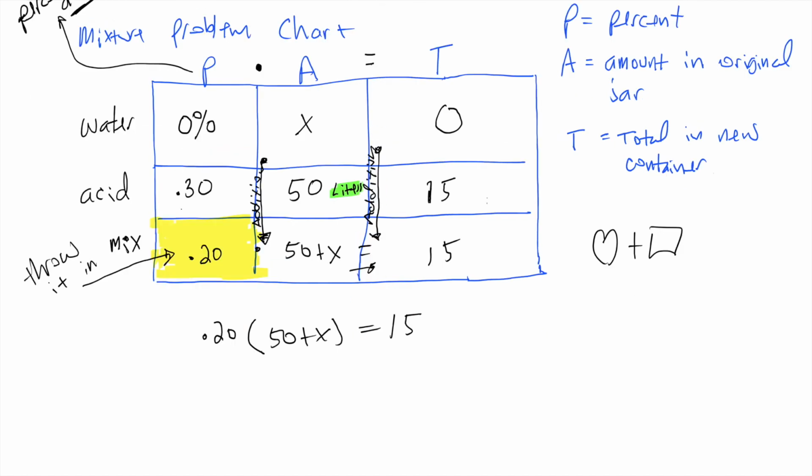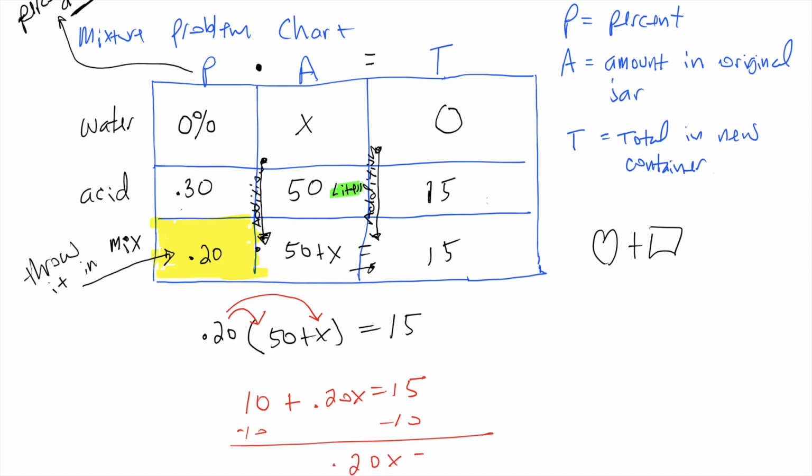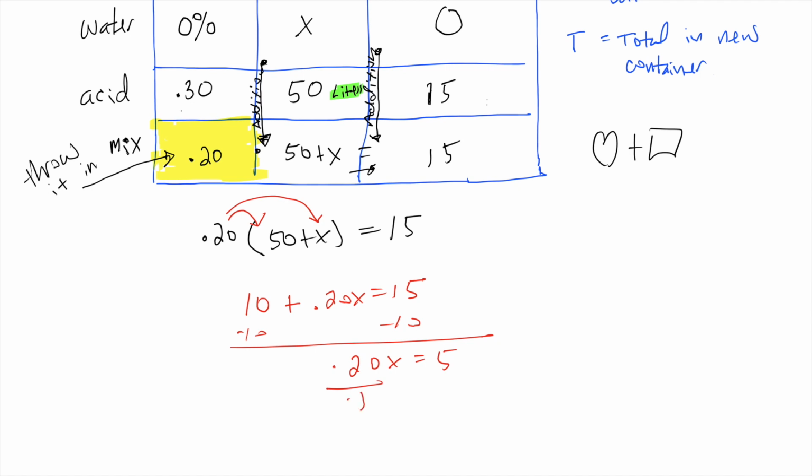All right, let's distribute. So 10 plus 0.20x equals 15. Minus 10, minus 10. 0.20x equals 5. Divided by 0.20, divided by 0.20. This is 5 divided by 0.20. We have to write this in the opposite order, so 0.20 going into 5.